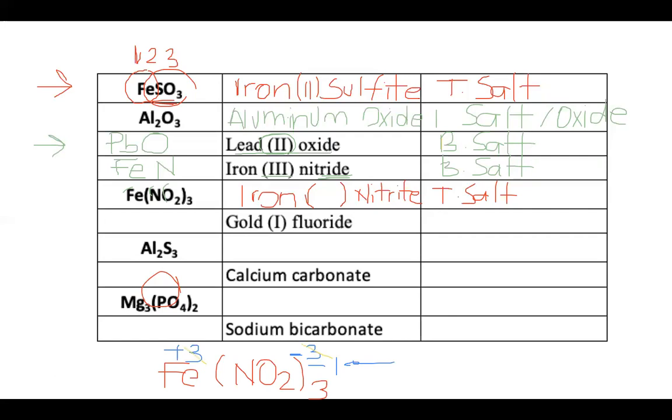As a hint, when we have polyatomic ions that have a charge of +1 or -1, the number that we have at the bottom will be equal to the charge, okay? So in this case it will be iron 3 nitrite, okay? Let's make another example.